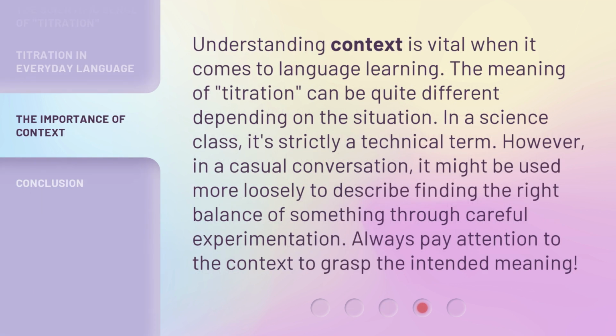Understanding context is vital when it comes to language learning. The meaning of titration can be quite different depending on the situation. In a science class, it's strictly a technical term. However, in a casual conversation, it might be used more loosely to describe finding the right balance of something through careful experimentation. Always pay attention to the context to grasp the intended meaning.